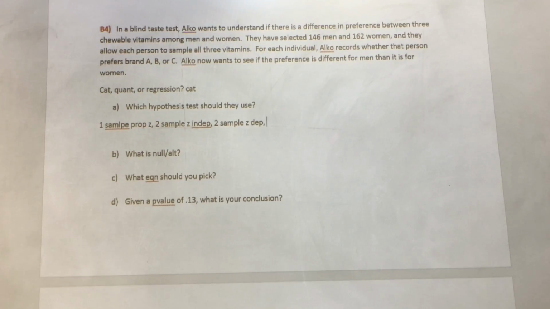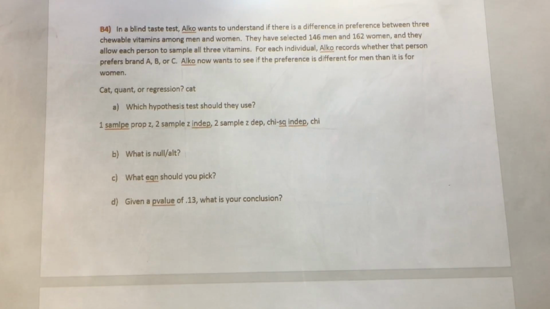T. Do we have a T? We have a T on the categoricals, do we? No, there's no T on this one. No, chi-squared. What else do we have? Chi-squared. Let's be more specific. Independent and chi-squared goodness of fit. Any others?